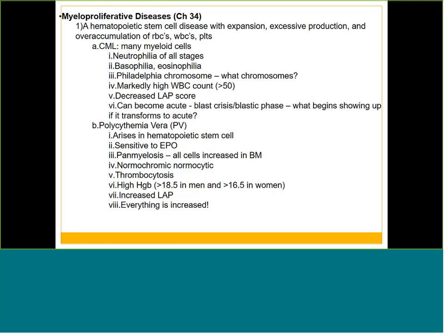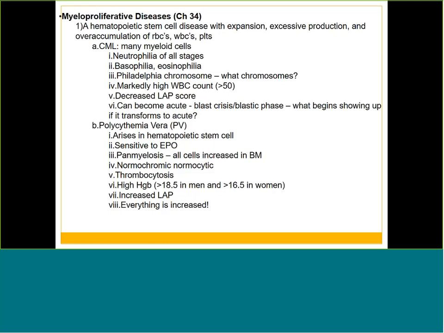And then again, at any point, it can change into an acute leukemia, or what we call blast crisis. So chronic leukemias have very few blast cells. They have lots of other types of immature cells, but not as immature as a blast. Acute, remember, have blast cells present. So we know when a CML is turning into acute leukemia when we start to see the blast cells show up. Next disease was polycythemia vera.